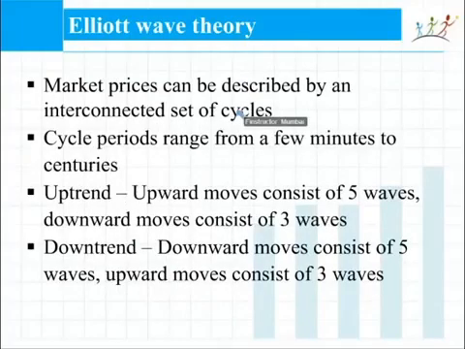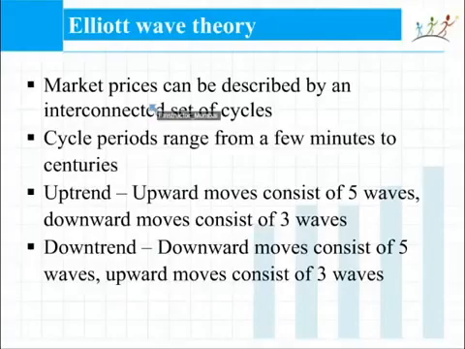We now come to a very interesting theory of stock price behavior, which says that market prices or stock prices move in cycles. The cycles can be short term, 1 day, a few minutes, a few seconds, or they can be centuries, decades, super cycles. This theory, also called the Elliott wave theory, says that market prices can be described by an interconnected set of cycles, which may range from a few periods to centuries.